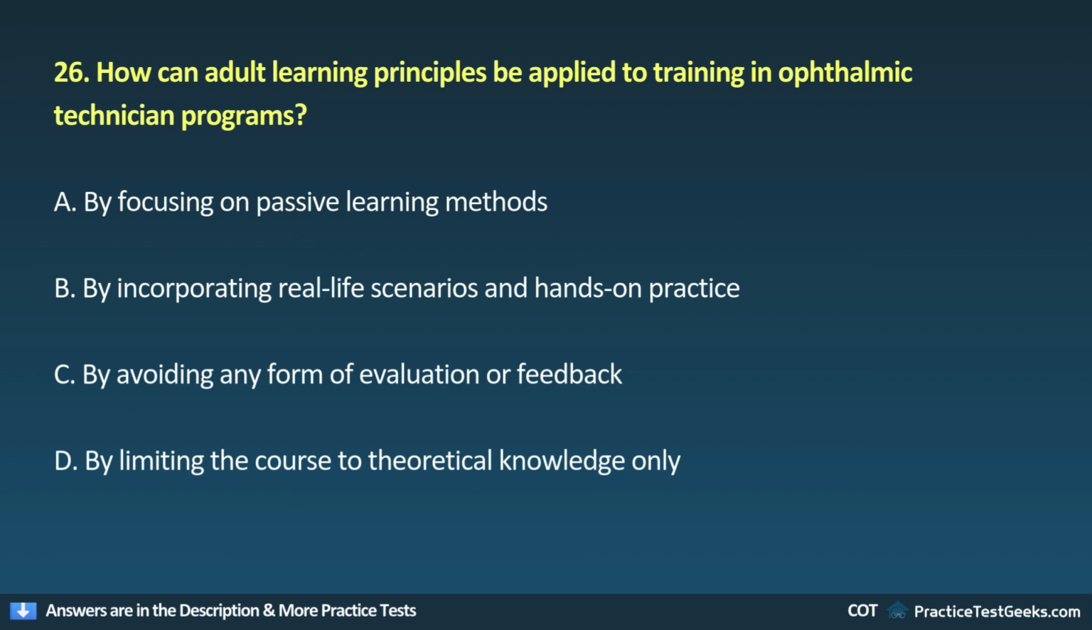26. How can adult learning principles be applied to training in ophthalmic technician programs? A. By focusing on passive learning methods. B. By incorporating real-life scenarios and hands-on practice. C. By avoiding any form of evaluation or feedback. D. By limiting the course to theoretical knowledge only.